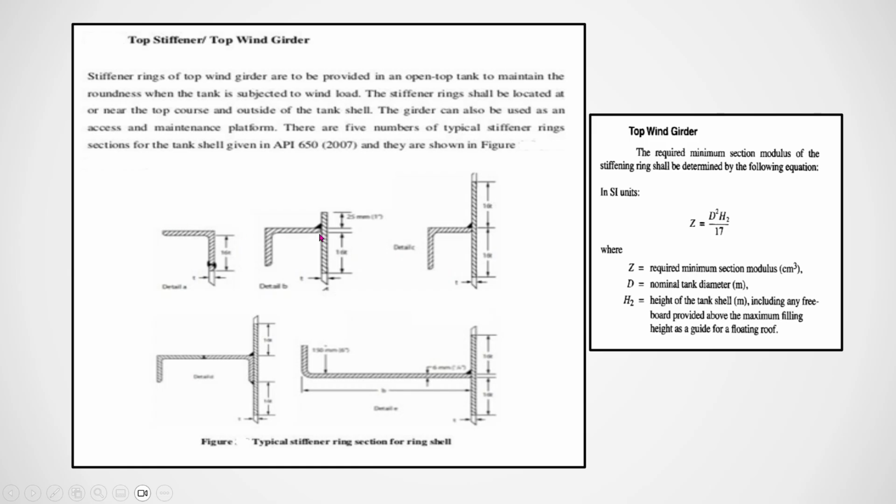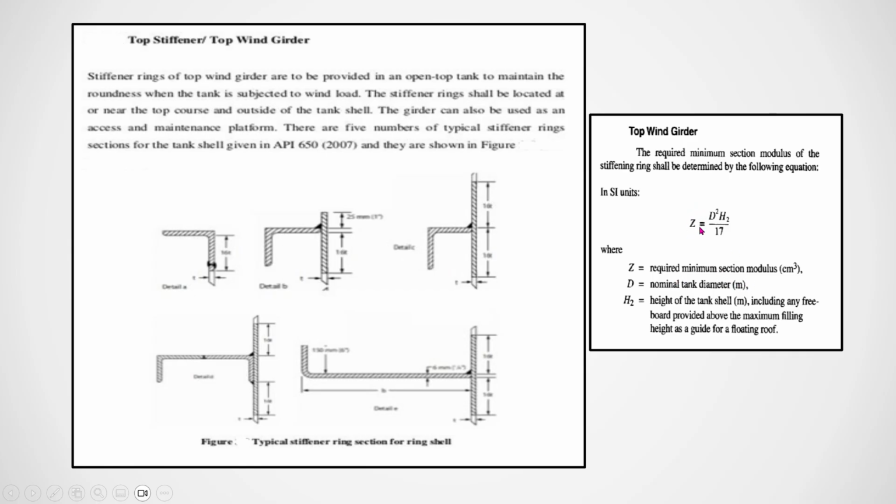How to select this curb? Now there is a formula. Z is the required minimum section modulus. If D is the diameter of the shell and H is the height, then Z = D squared times H2 divided by 17. Here H2 is the height of the tank, and D is the nominal diameter of the tank. You will get the required minimum section modulus.